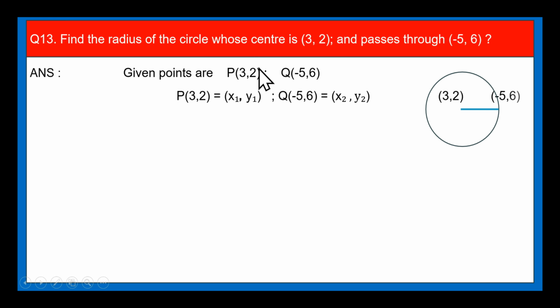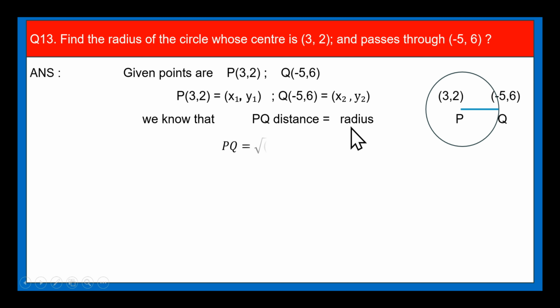Here, let us assume that the coordinates of P are (x1, y1) and the coordinates of Q are (x2, y2). This is the center, the coordinates (3, 2) and it is a point on the circle (-5, 6). Now, in order to find the radius, we know that PQ distance is nothing but the radius of the circle. The distance between P and Q will give the radius of the circle. Now, what is the formula to find the distance between two points P and Q? Root over (x2 minus x1) whole square plus (y2 minus y1) whole square.